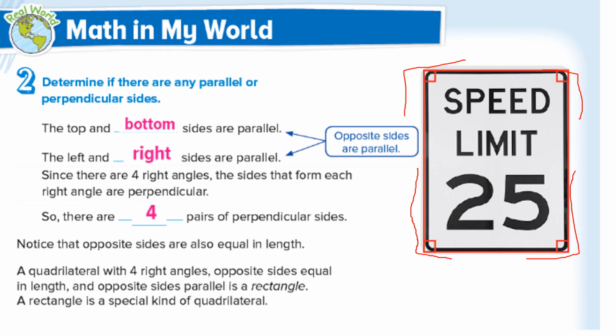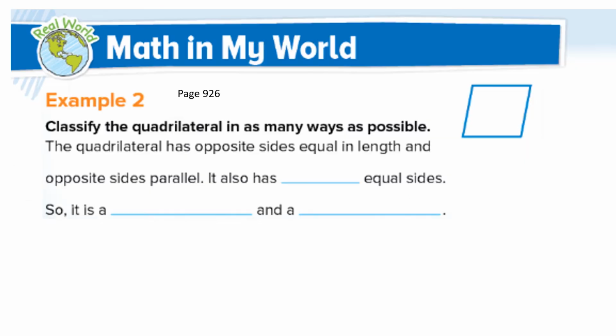Notice that the opposite sides are also equal in length. A quadrilateral with 4 right angles, opposite sides equal in length, and opposite sides parallel is a rectangle. And that's the name of this shape. Okay, let's look at this one. The quadrilateral has opposite sides equal in length and opposite sides parallel.